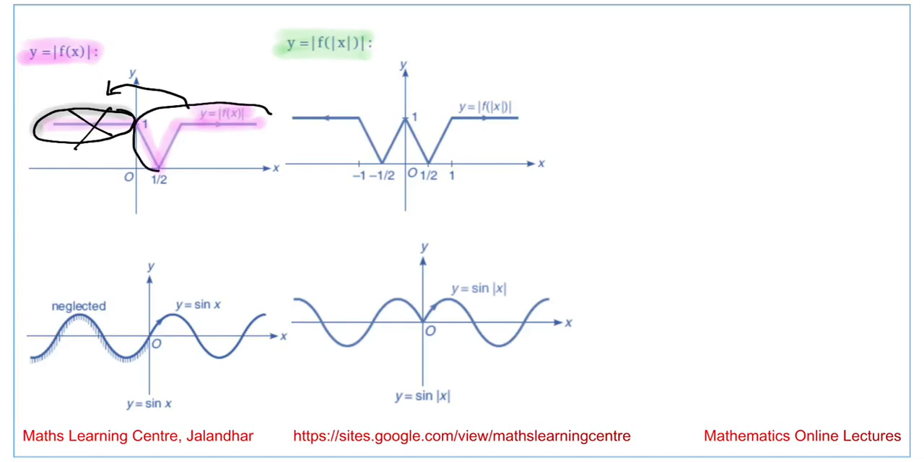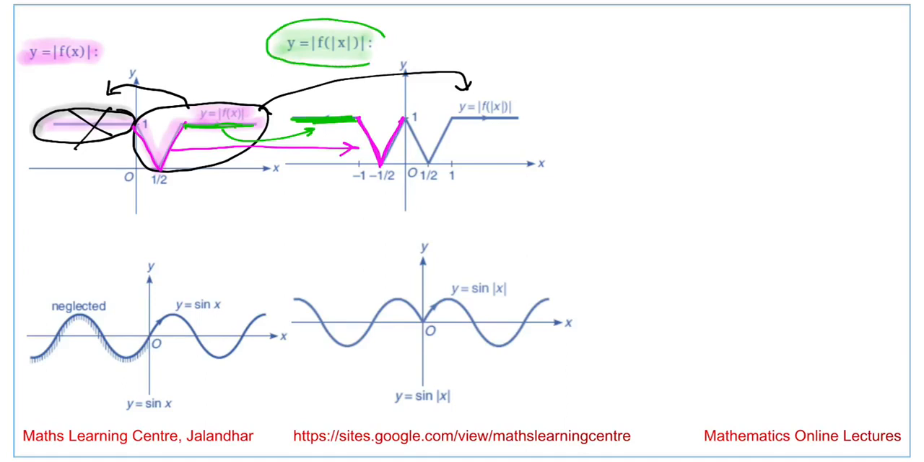This part of the graph is already there. When we take the image of this part on this side, the image of this V will be over here. This is the image of this part, and the image of this line will be this line over here. So this is the graph of the function y is equal to mod of f of mod of x.